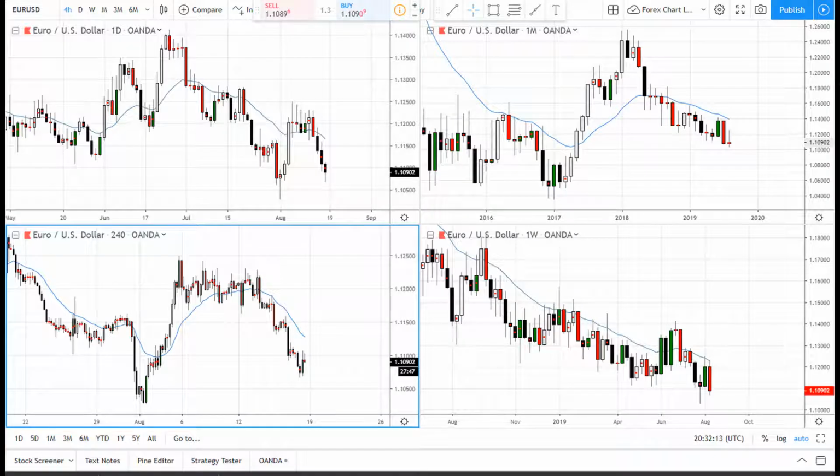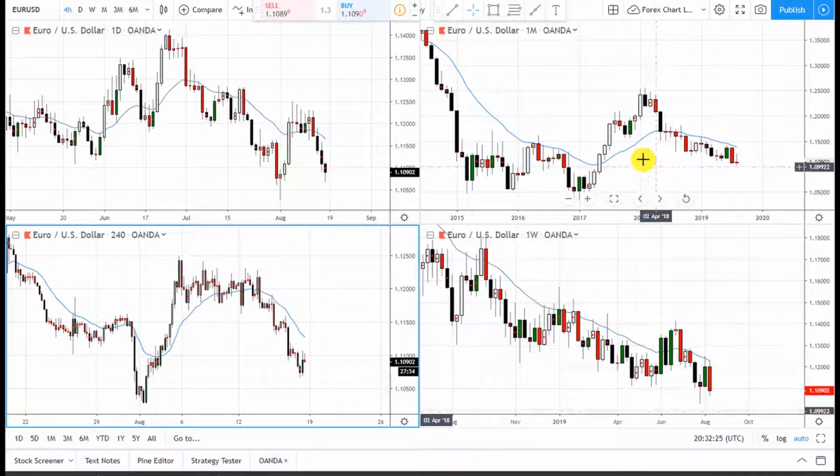Today we're going to take a look at some charts and see where we can identify supply and demand order flow and trade it for income. Okay, let's take a look at the US dollar and see where we can find supply and demand areas.